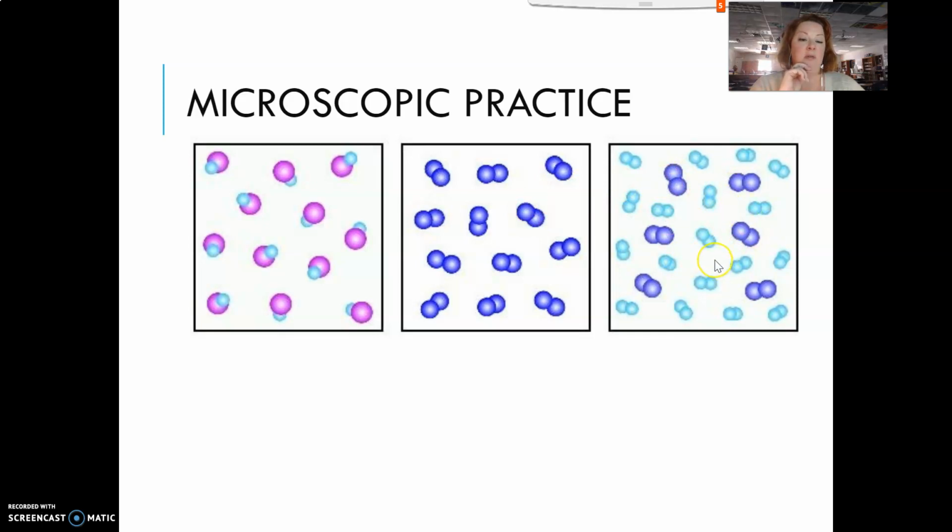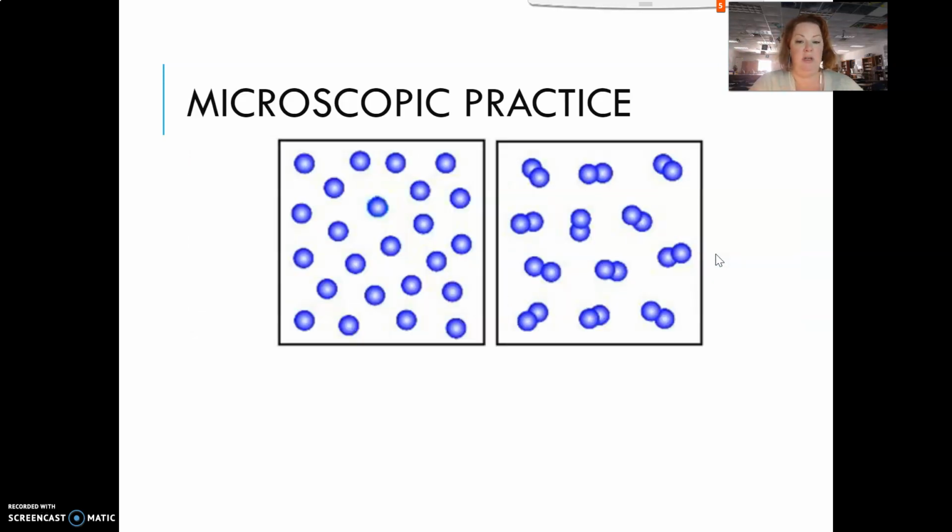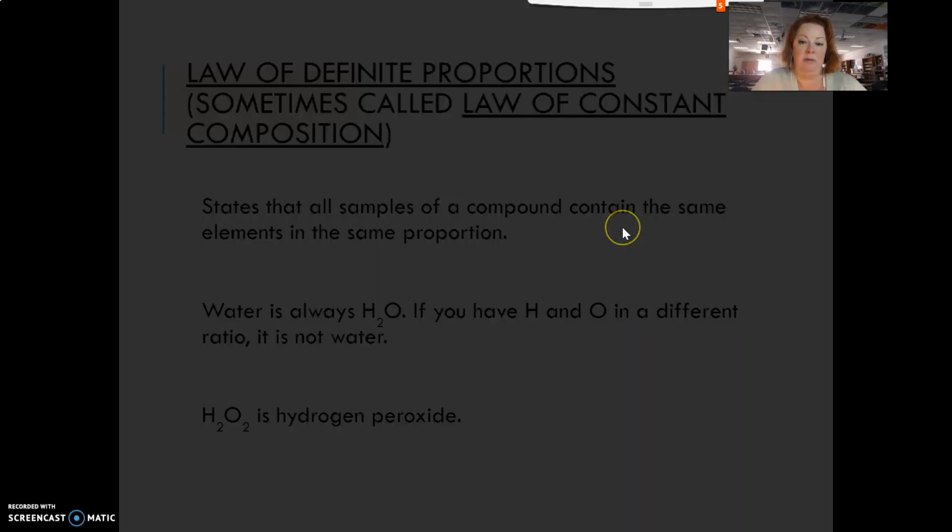And then if we look on the right, this is one that we saw in the previous slide. It is a mixture, and it's evenly distributed, so that would be a homogeneous mixture. Again, the one on the left, pure substance element. The one on the right, pure substance compound.